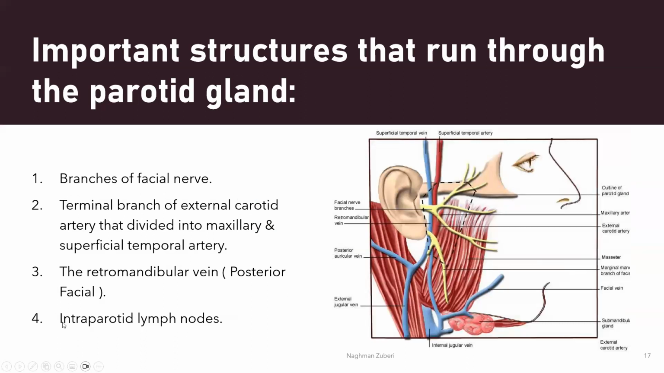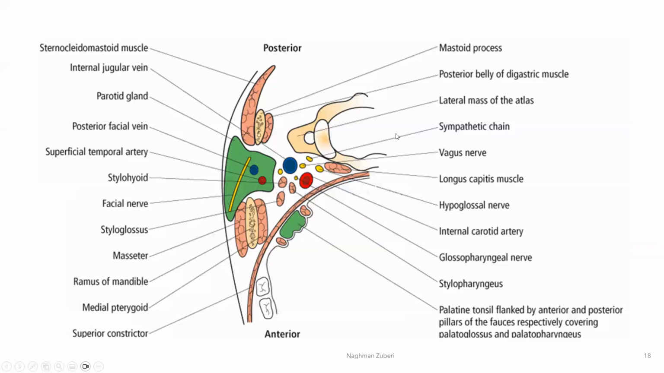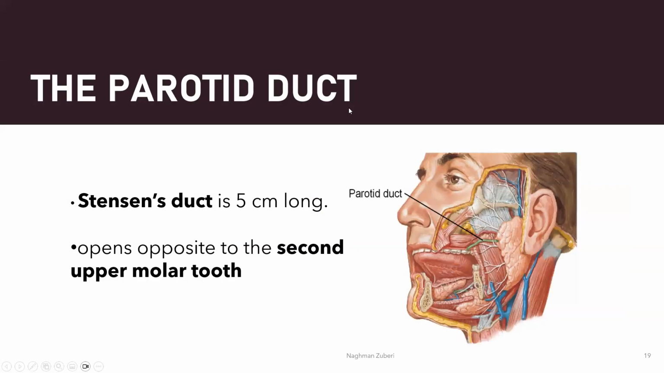I was telling you about the intraparotid lymph nodes. We have discussed it. Then we have this schematic diagram of the cross section, and we can see the parotid gland and those anatomic structures which are passing through it. Parotid duct. Name is Stenson's duct. It is 5 centimeter long. It opens opposite to the second upper molar tooth and is the area of calculus accumulation.